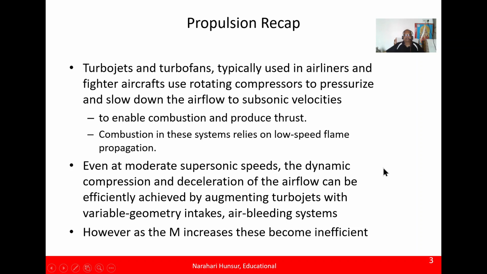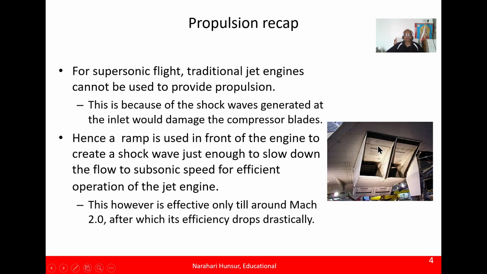Turbojets and turbofans, typically used in airlines and fighter aircraft, use rotating compressors to pressurize and slow down the air to subsonic velocities to enable combustion and produce thrust. Combustion in these systems relies on low speed flame propagation. So even at moderate supersonic speeds, the compression is achieved by augmenting turbojets with variable geometry intakes and air bleeding systems and such. However, as the Mach number increases, these become inefficient.